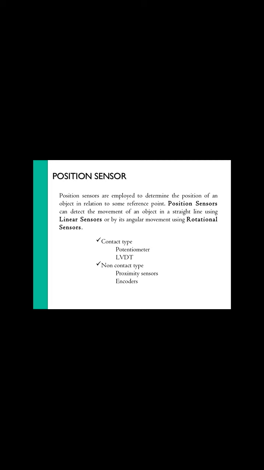The position sensors can detect the movement of an object in a straight line using a linear sensor, or an angular movement by using a rotational sensor. There are two main types of these position sensors. One is contact type and another one is non-contact type. The contact type is divided into two types: potentiometer and LVDT. The non-contact type is divided into two types: proximity sensors and encoders.